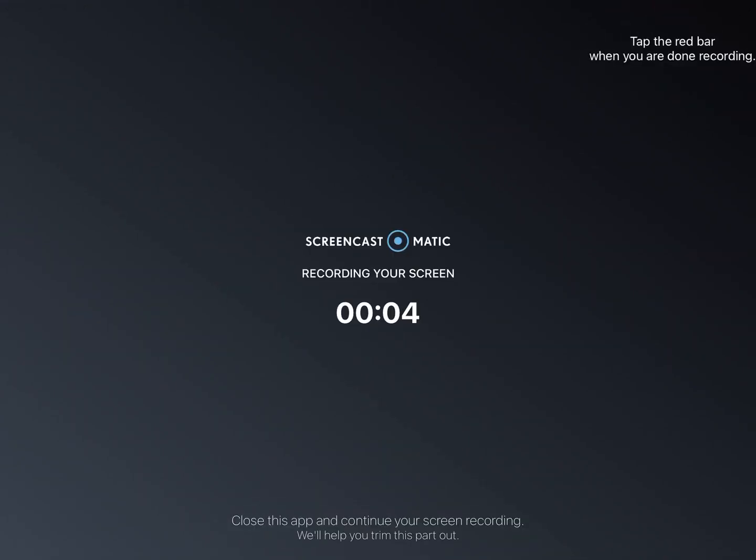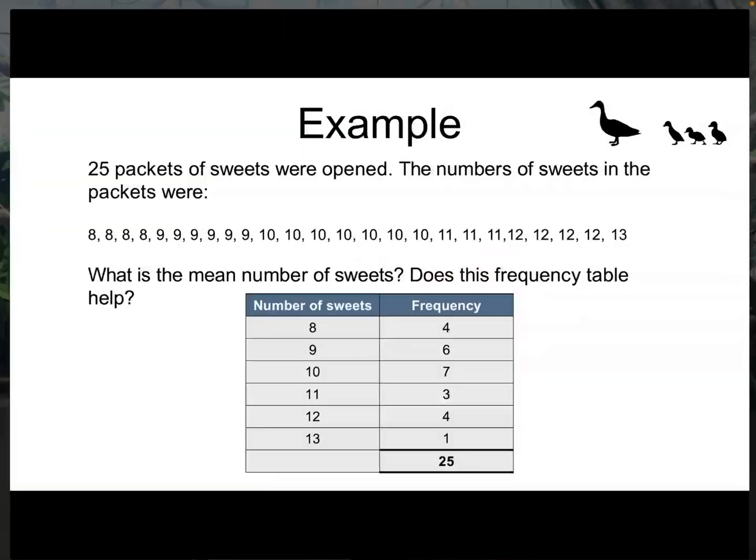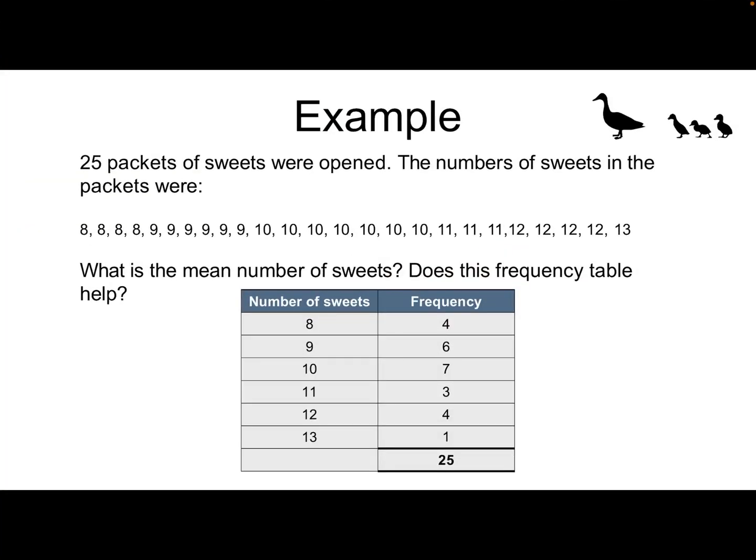Okay, right, welcome to the second part. So have a look at this question here. What you've got is the same kind of data, a simple list. Okay, 25 packets of sweets were opened. The number of sweets in the packets were the following. So this time we know what the data is about. It's about the number of sweets in a packet, and it's just a simple list. Okay, so you could do exactly the same methods that we used in the last video.